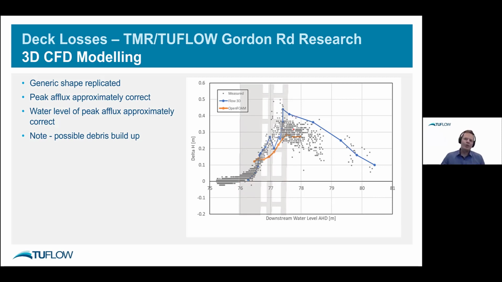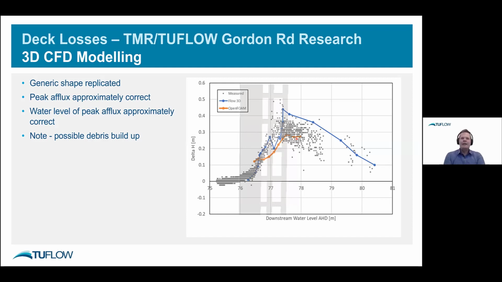All of the gray dots represent the measured gauge data for upstream, downstream water level differences. And the orange curve is what came out of OpenFOAM CFD models. The blue line is what came out of Flow 3D CFD models. Unfortunately, we didn't run the OpenFOAM CFD models to high enough flow rates to get the extra dots. We were out of time and then other priorities took over after that. But we've got the data there.